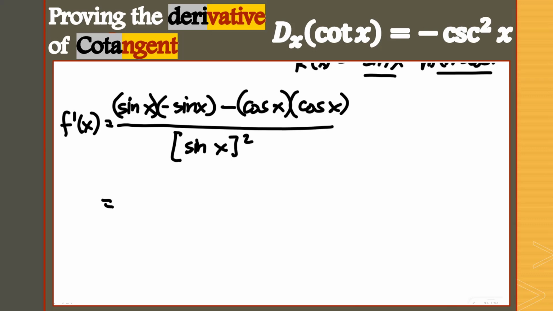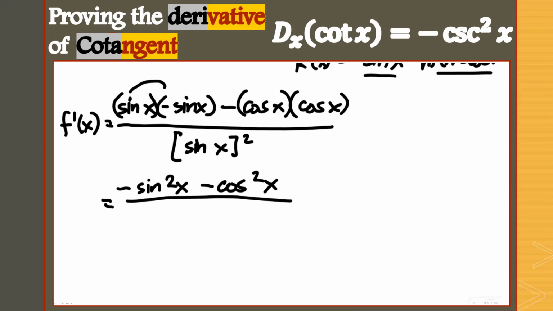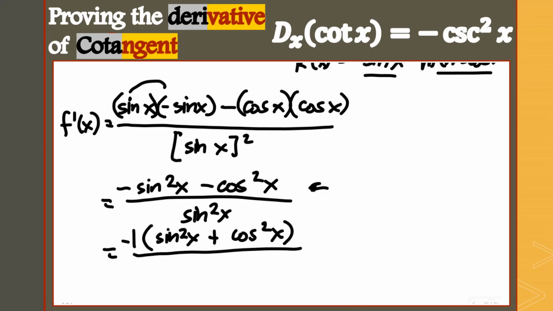Simplifying this, you have negative times positive, so you have negative sine squared x. You also have negative cosine squared x over the square of sine x. Now, what if we factor negative 1 from all the terms here? So negative 1, you will have positive sine squared x, and instead of negative, you will have positive cosine squared x, all over sine squared x.